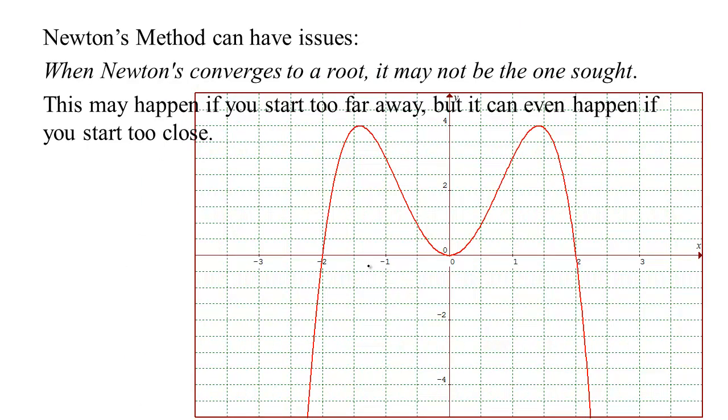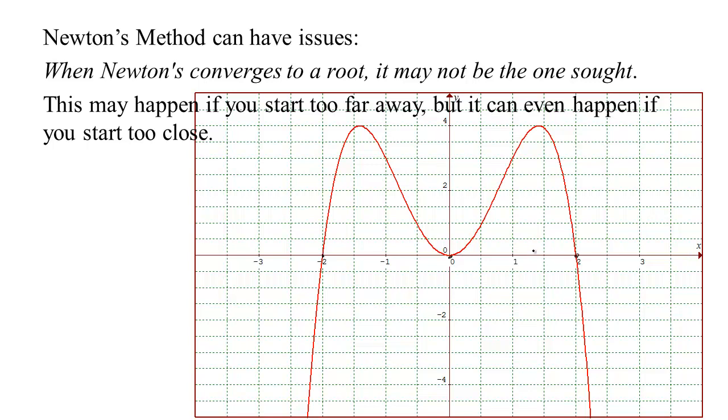Another problem that can happen is that Newton might converge to a number, but it might not be the one that you were looking for. Here's an example. We have this function, and there are actually 3 solutions, one here at -2, one at 0, and one at 2. So you'd think that if you started at a value, say, that was more than 1, that should eventually converge here.